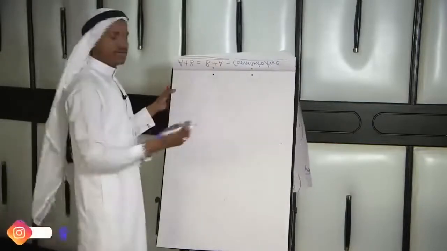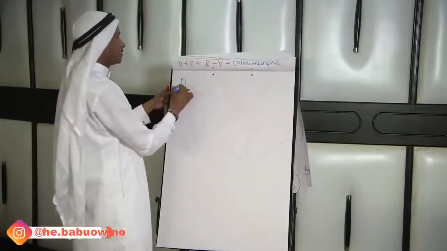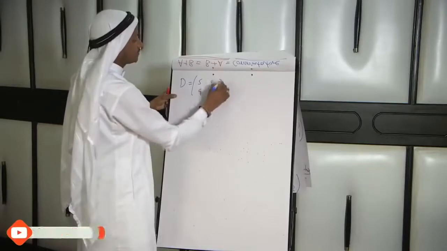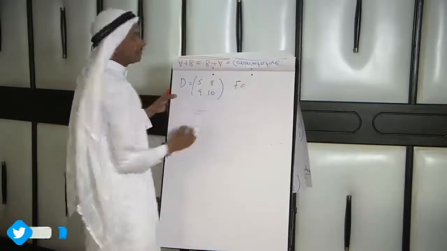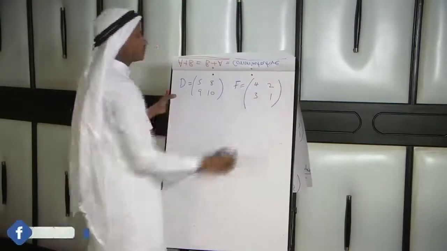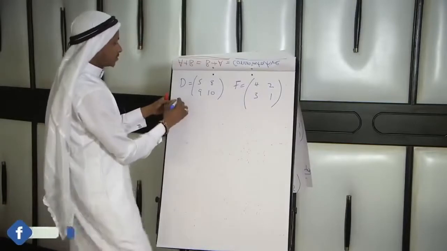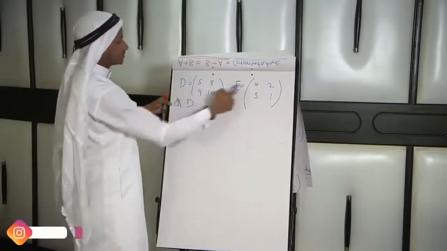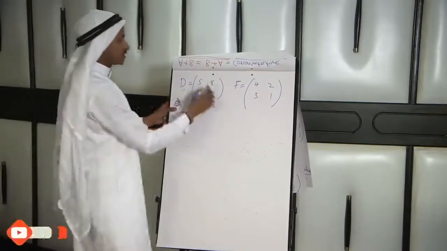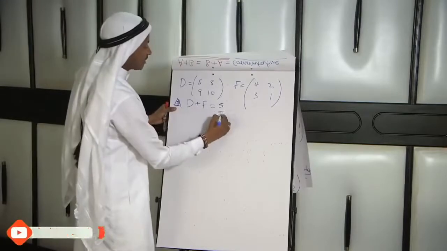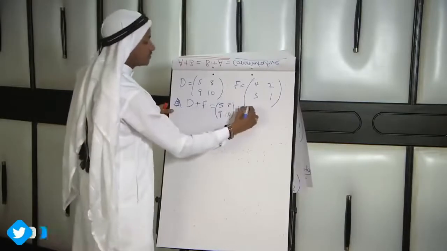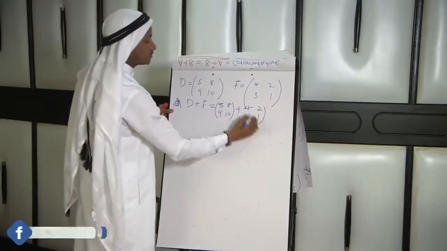Let's take another example of adding. Let's say we have matrix D equal to 5, 8, 9, 10. And matrix F equals 4, 2, 3, 1. What is D plus F? D plus F, you first of all start by writing matrix D, which is 5, 8, 9, 10, plus F, which is 4, 2, 3, 1.